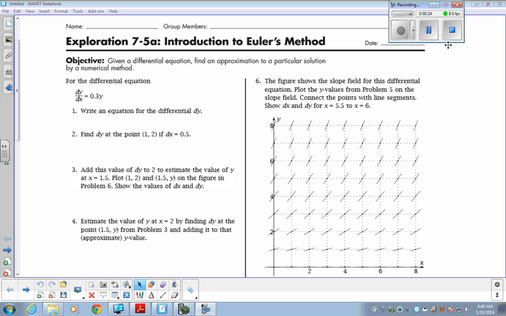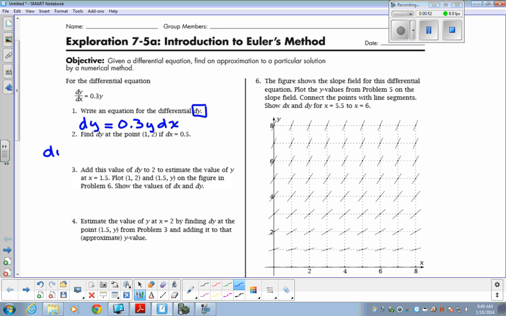Number one says, well, just write an equation for the differential dy. dy simply means isolate dy. So all I'm going to actually do is multiply both sides by the dx so that dy is by itself. And this is what I end up with. Number two says find dy at the point (1, 2), so x is 1, y is 2, if dx, the change in x, is 0.5.